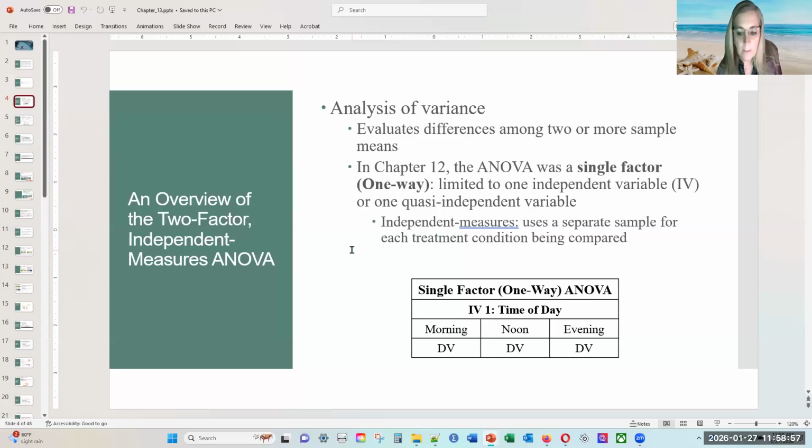All right. And so here we have independent measures that uses a separate sample for each treatment condition being compared. And here, this is a single factor, one-way ANOVA, and they're comparing for time of day, and they had three conditions, right? Morning, noon, and evening. So that's just one factor.